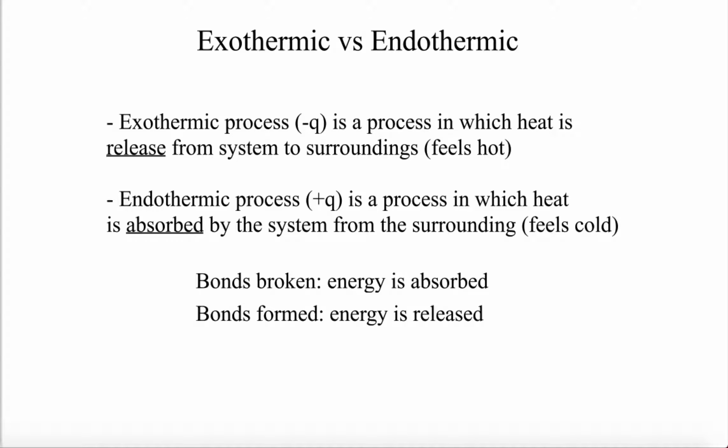Endothermic is the opposite. These are things where heat is absorbed. So if you touch something and it's cold, it's because your body is hotter than it, so your heat is leaving you and being absorbed by whatever is cold. Something that's exothermic is going to lose energy and feel hot to the touch, while endothermic is going to absorb energy and feel cold to the touch. In terms of chemical bonds, when you break a bond you have to absorb energy to break it, while when you make bonds, energy is released. We'll get more into exo and endothermic in the later sections.